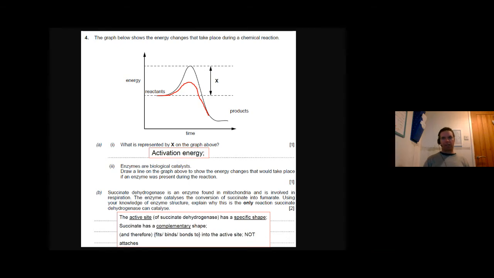So look, it's one of those questions where you'd be fishing for the marks and thinking about what I can say that would give me the chance to get the marks here. Really, it's a case of trying to hit those key terms. Talk about active site, talk about complementary, talk about specific is what you're after. Okay, right, let's move on.